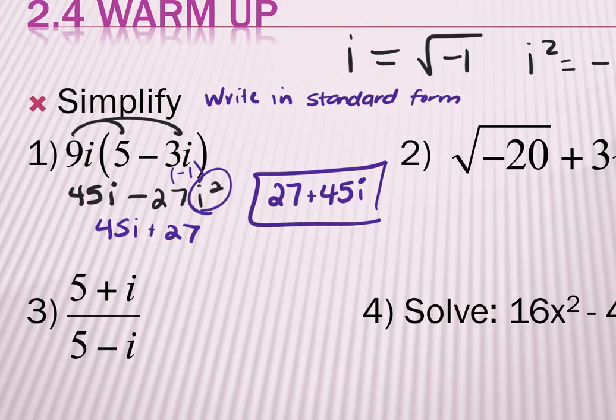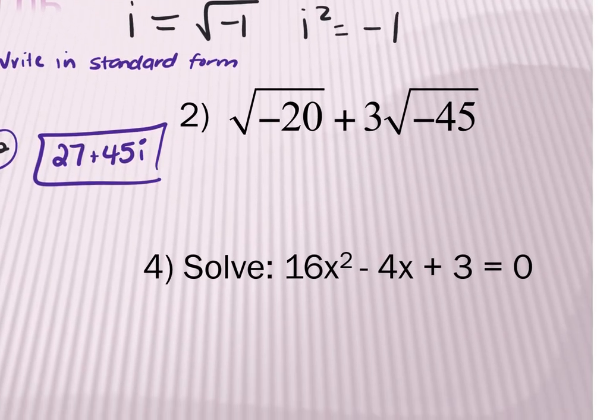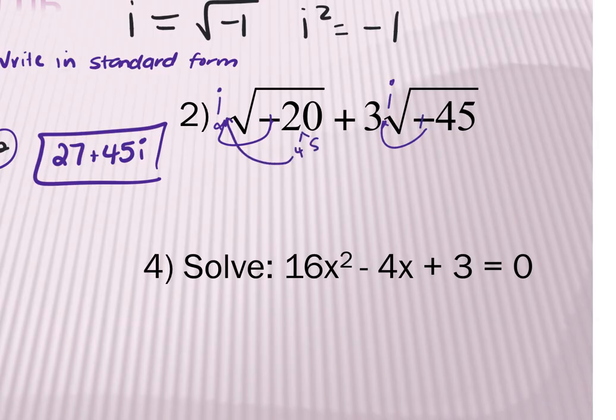All right, then we go to 2. As is, you cannot simplify. The very first thing you're going to do is take the i out. So the i has to come to the outside, which gets rid of the negative inside the square root. And then 20 would be 4 and 5, so 4 gets square rooted as 2. This becomes 2i square root 5.